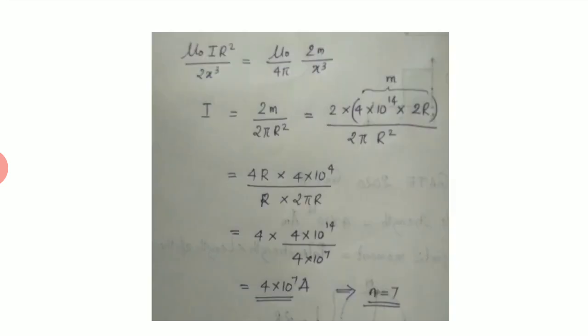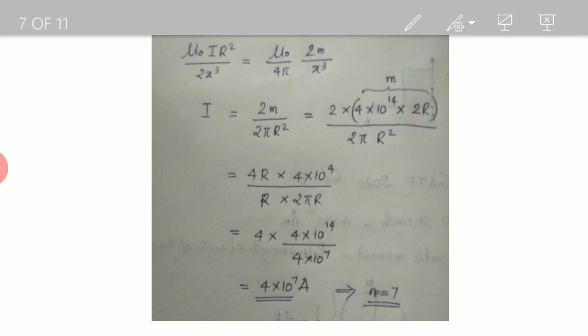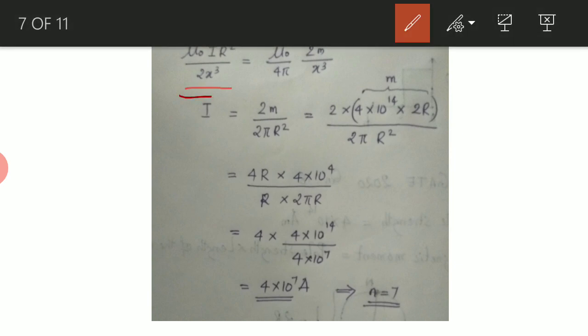So the field due to a current carrying loop, μ0 I r² by 2x³, is equal to the axial field due to a bar magnet. Equating these two equations, I will get the value of current as 2m by 2π r². Many of the terms cancelled out and I just rearranged the terms to get this equation.